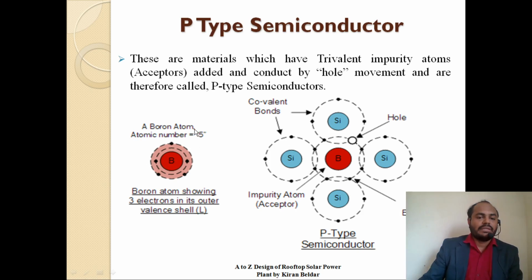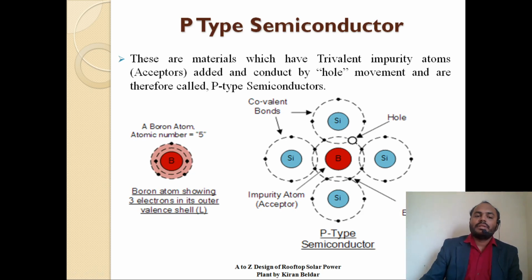Boron has atomic number 5, so in its outer region there are 3 electrons. To get stable, the boron element needs to accept electrons from other material. With 3 electrons present, 1, 2, 3, another electron is accepted from another material, so boron will get stability.